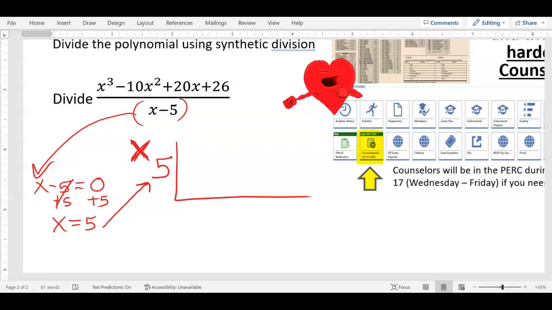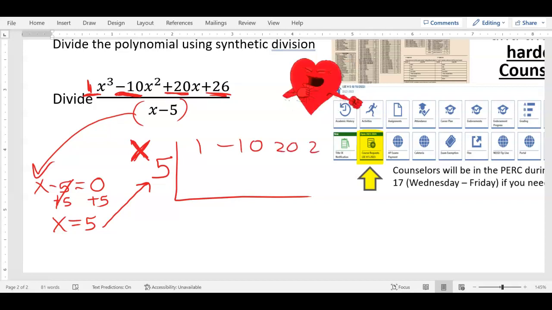You with me? So what's in front of this x cubed? What goes right here? If there's no number, it's a 1. Does everyone know that? No number means 1 in front. What's this coefficient? Negative 10, not 10, but negative, right? Then we got 20, then we got 26. Those are my 4 coefficients I'm going to write right here. Okay, so let's go ahead and do that. 1, negative 10, 20, 26.